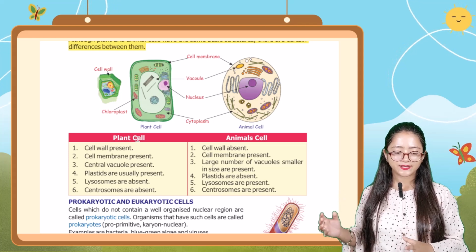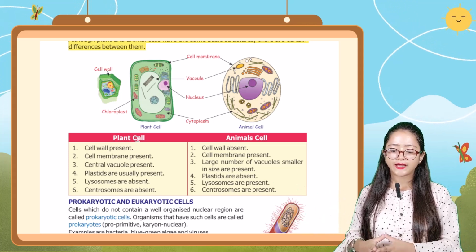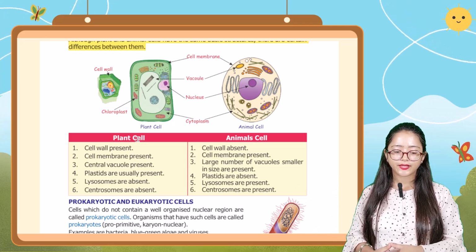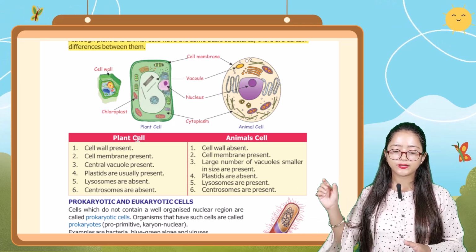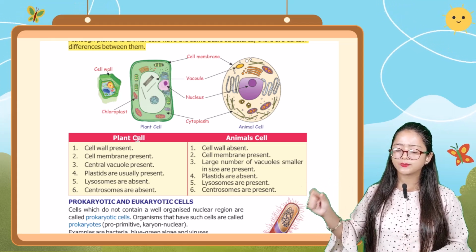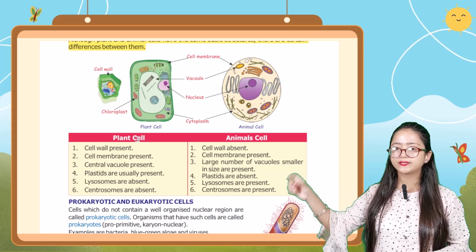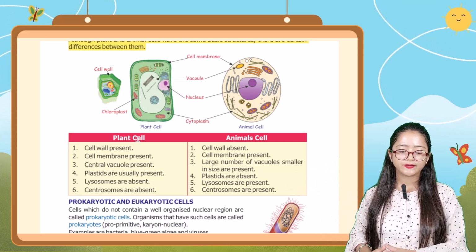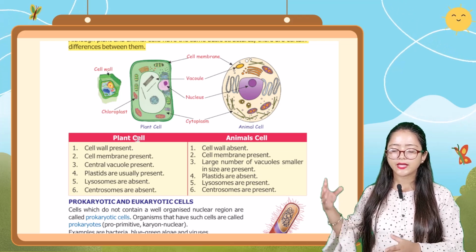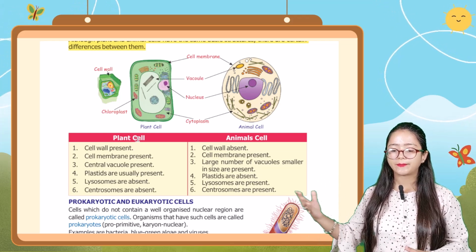In the plant cell, cell membrane is present, and in the animal cell, cell membrane is also present. Next one, central vacuole is present in the plant cell. In the animal cell, a large number of vacuoles which are smaller in size are present. Next one, plastids are usually present in the plant cell, whereas in the animal cell, plastids are absent.